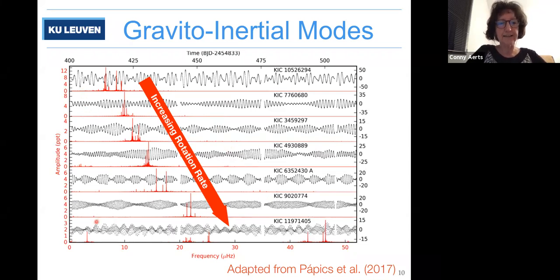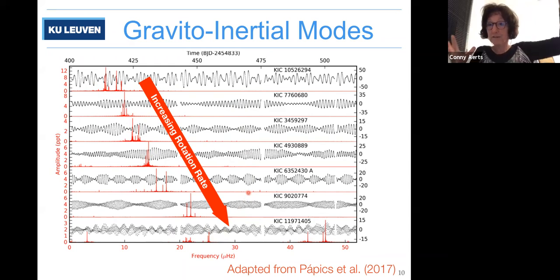You see again seven stars here, Kepler data, beautiful light curves of quite a variety. And again, there's a trend here. Overplotted in red now is the Fourier transform, and there's again this trend from high up to low down. With acoustic modes, as I showed before, that was big stars going to smaller stars. Here, this has nothing to do with the size of the star.